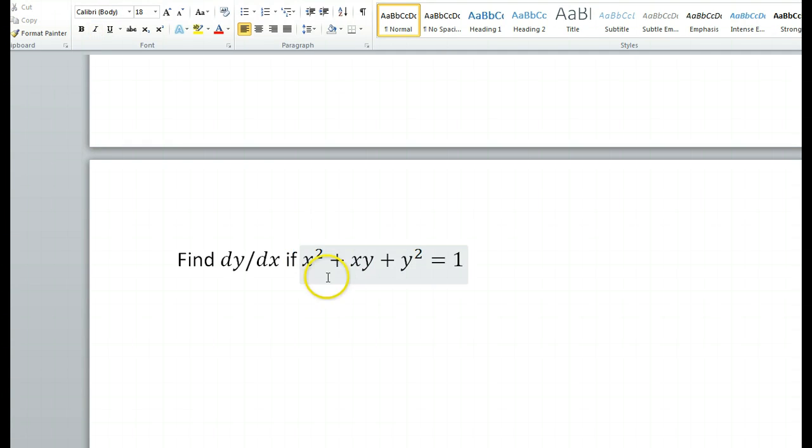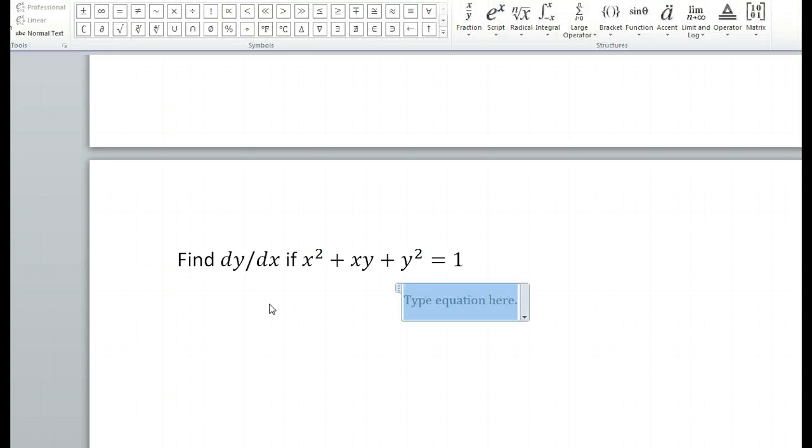So what do we do? We differentiate both sides. When you differentiate this side, first of all you have x squared, which is a term with only x in it. So what's the derivative of that? 2x. Now we come to this term. This is very important: you need to realize that x and y are both variables, so it is like two functions in a product. So you have to use the product rule here.